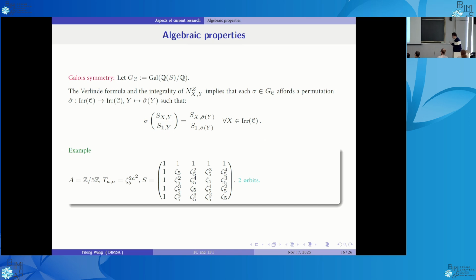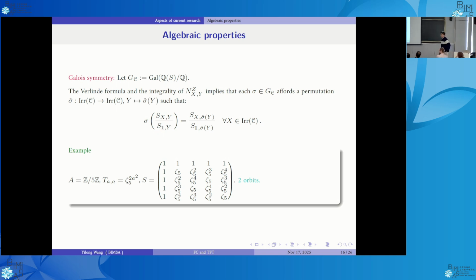And for example, as I said, if you have a finite abelian group and a non-degenerate quadratic form, you can get a modular fusion category, and the S matrix is just the character table corresponding to this quadratic form. And as you can see, here I don't have to normalize because the first entry is just 1, so I just look at the columns. They are obviously permuted by Galois conjugates. So here I have an orbit with all the zeta 5s, and the 1s are fixed. So I have 2 orbits of Galois action.